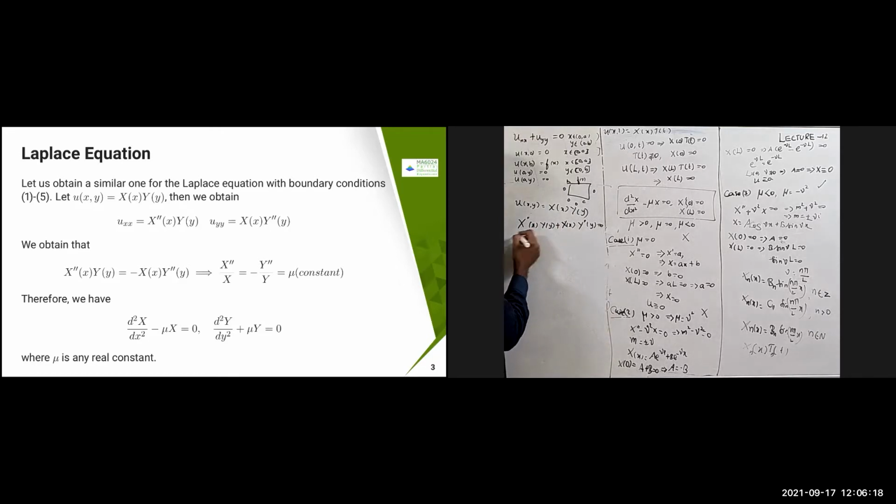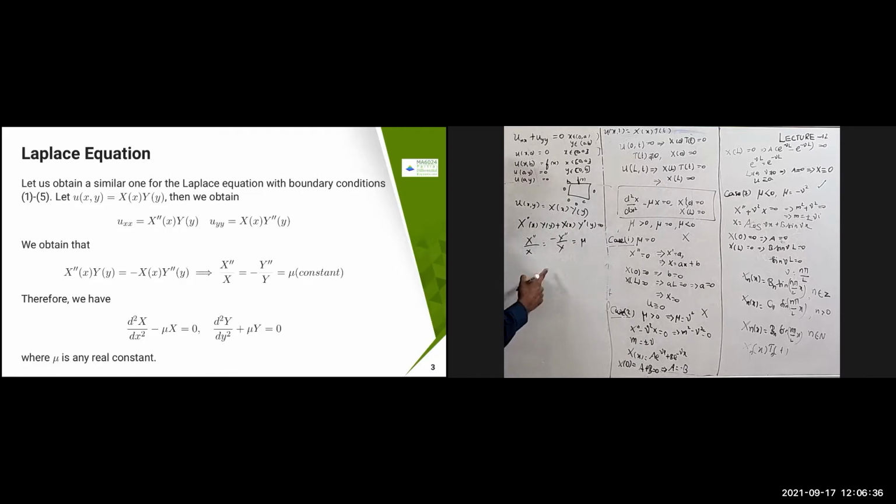So what you are going to get? You are going to divide by x by y. So you are going to get x double dash by x equal to minus y double dash by y. Again, same logic. This side is a function of x, this side is a function of y. Therefore, both should be equal, meaning it should be a constant. Some constant should come. Otherwise, it is not going to be right.